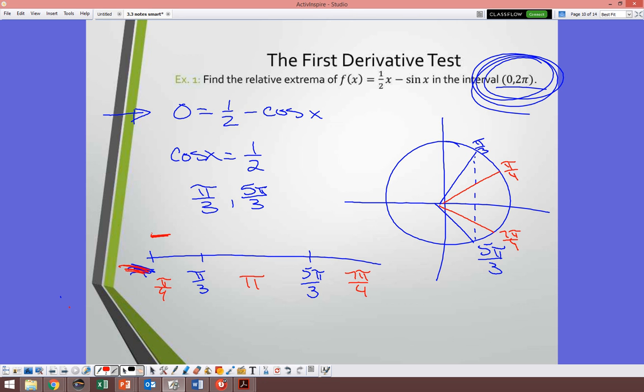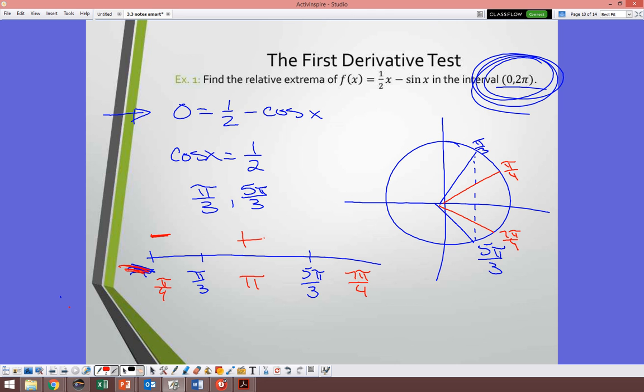At pi, what is cosine at pi? Negative 1. So it's 1/2 minus negative 1, which is 1/2 plus 1, which is 3 halves. So it is positive, right? Okay, so I have a positive here.